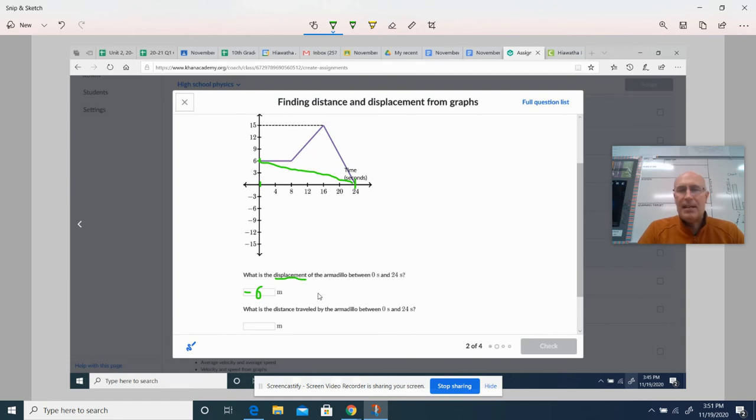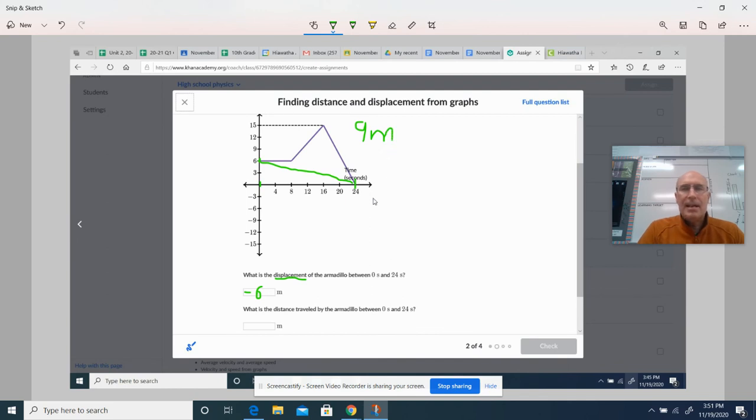And then you have to find distance also. And so now that's a little bit harder actually on this one because distance is everywhere that the armadillo went. Well, it started at 6 and then it just stayed at 6 for a while, but then it went all the way to 15. Let's see, 6 to 15, how far is that? If you need, you can use the calculator, but I know that that's 9 meters. Okay, so it went 9 meters.